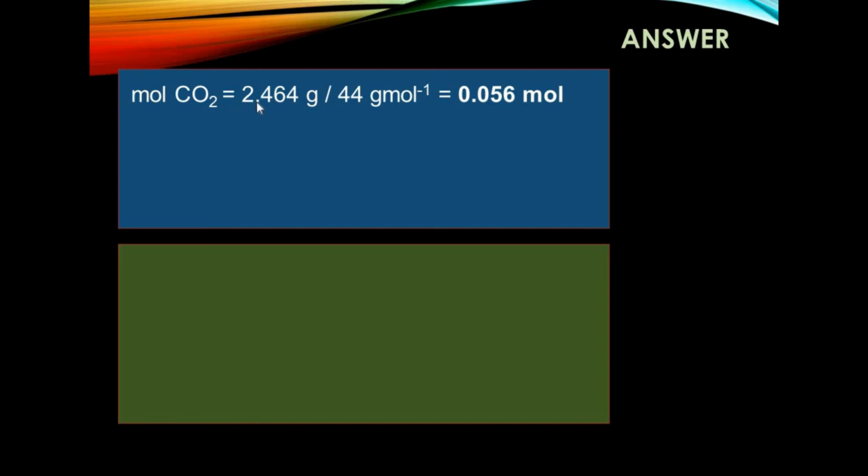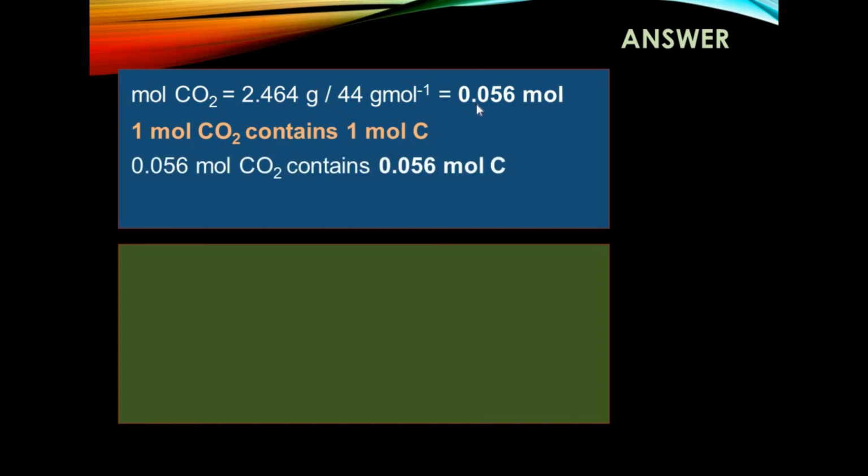Mass given, 2.464 gram, divided by molar mass 44 gram per mole. We get 0.056 mole. And next we do stoichiometry. 1 mole of CO2 contains 1 mole of carbon. The mole of carbon dioxide we have calculated, 0.056, contains 0.056 mole of carbon. Next, we can find the mass of carbon by multiplying by the molar mass of carbon, which is 12. So the answer is 0.672 gram of carbon.